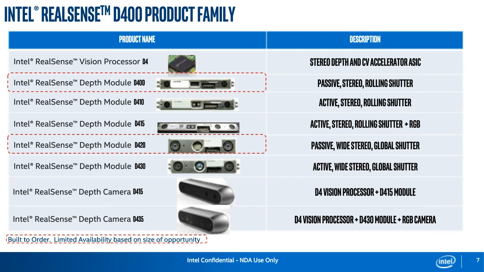The 415, we not only have the emitter and the 2 imagers, we have an RGB camera. It's very much like our previous generation, the R200. Those 3 cameras all are based on rolling shutters. What we've done in the next 2 cameras is we've taken the feedback from our customers where they are looking for a little bit wider field of view and maybe a faster shutter to handle high speed or low light conditions. With that, we have the 420 and the 430.